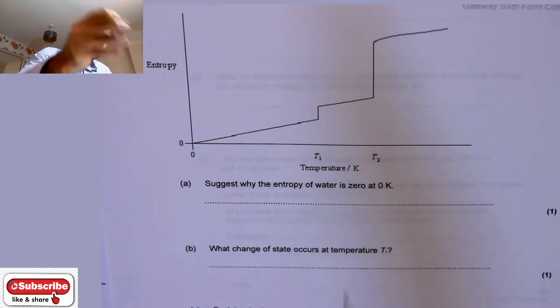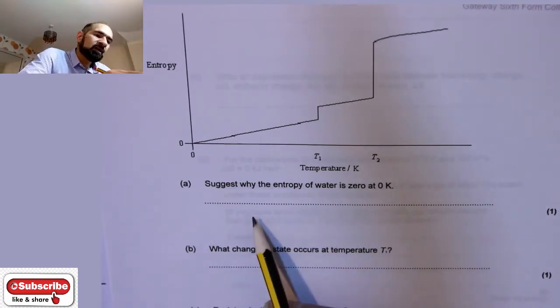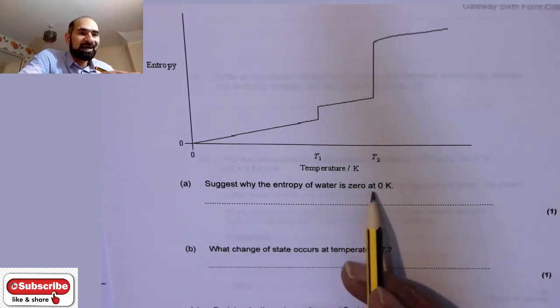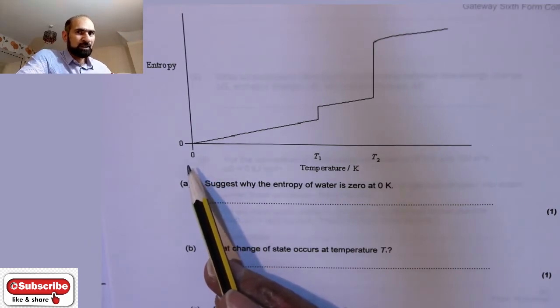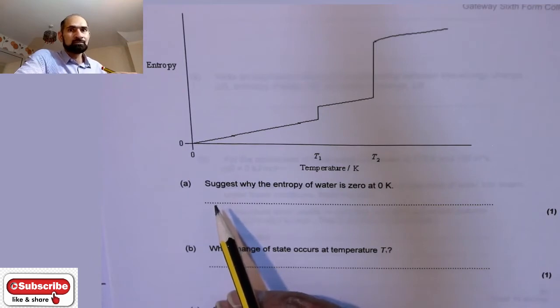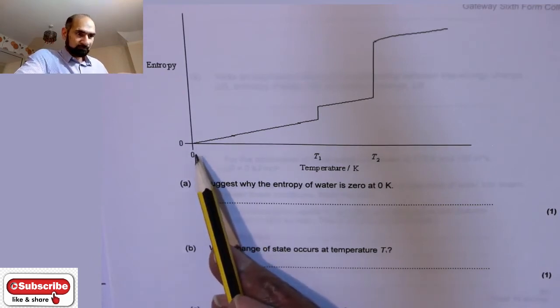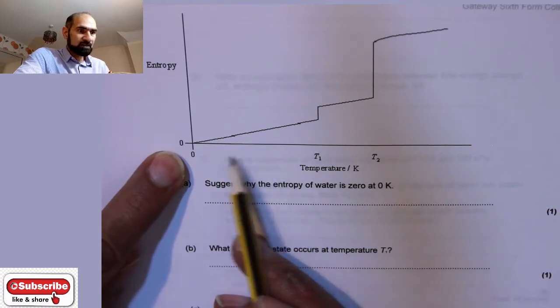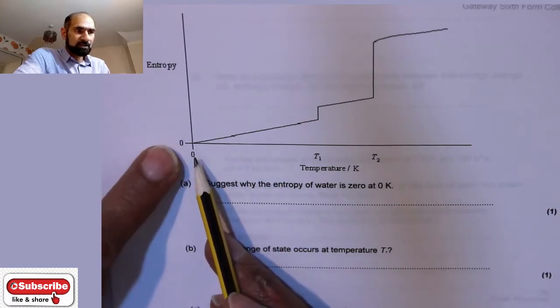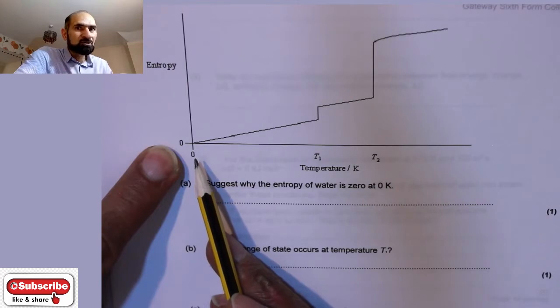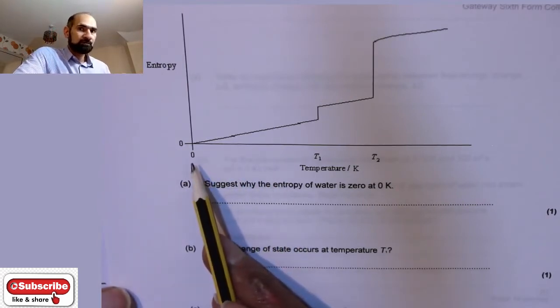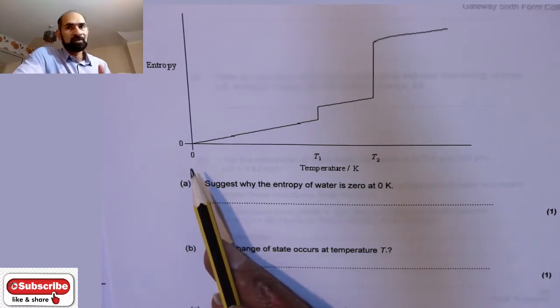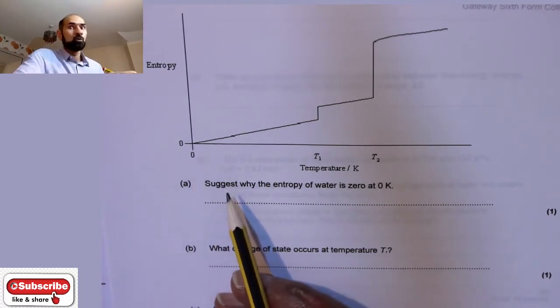Okay, so a 1 marker, quick question. Suggest why the entropy of water is 0 at 0 Kelvin. Well, at 0 this water is completely ordered. Just read the graph off. It says at temperature 0 there's 0 entropy. In other words, there's 0 disorder. So you can say it in different ways. At 0 Kelvin there's 0 entropy. In other words, this system is completely ordered.